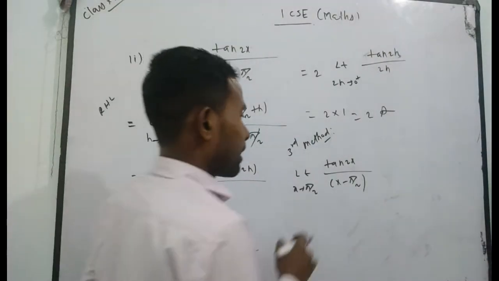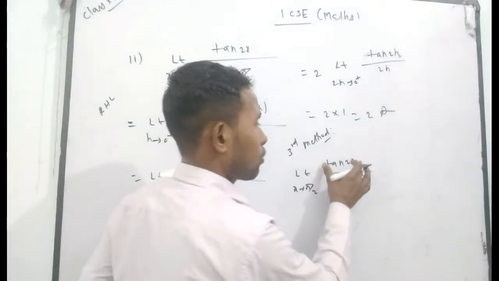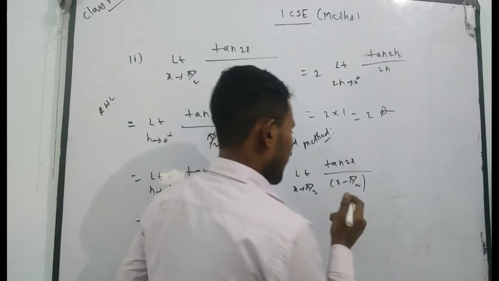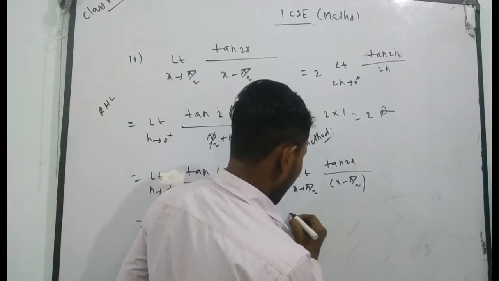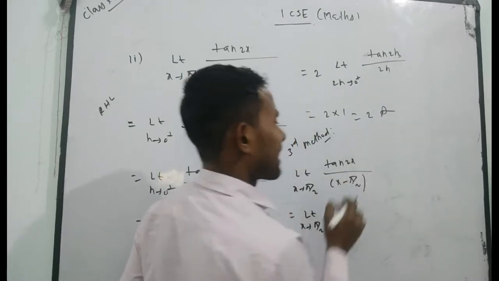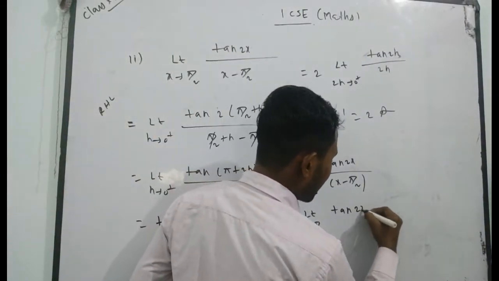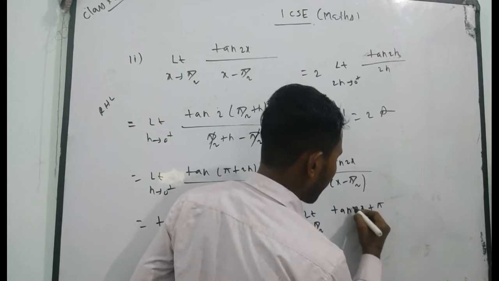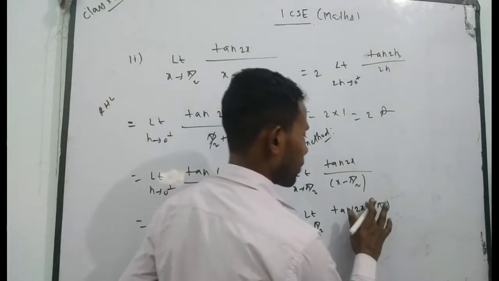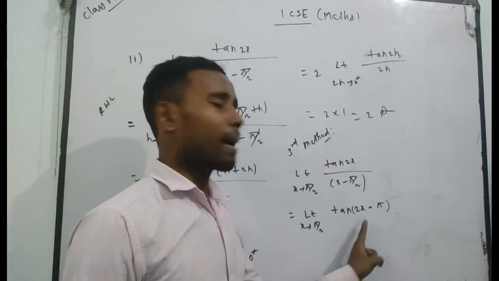Now the third method. Here you observe the limit as x tends to pi by 2 of tan 2x by x minus pi by 2. Now I want to tell you, write the limit as x tends to pi by 2. Here I want to write tan 2x plus pi. There is pi by 2 in the denominator, so I want to write a negative sign here. Write tan 2x minus pi.